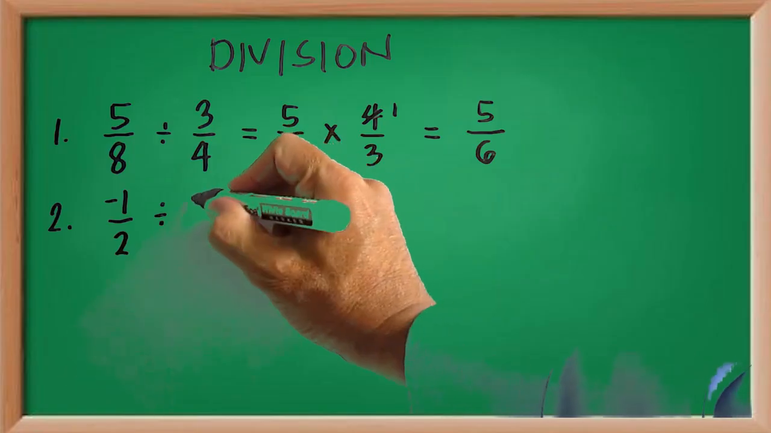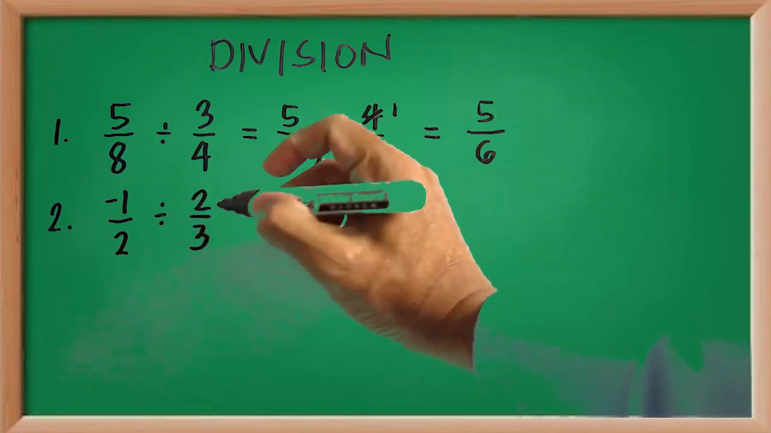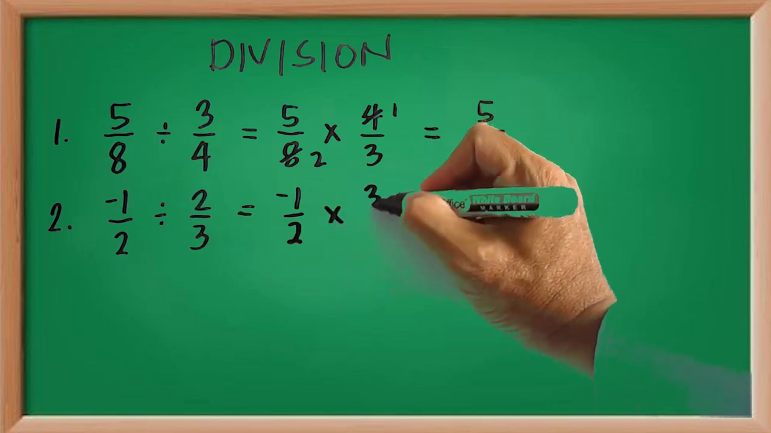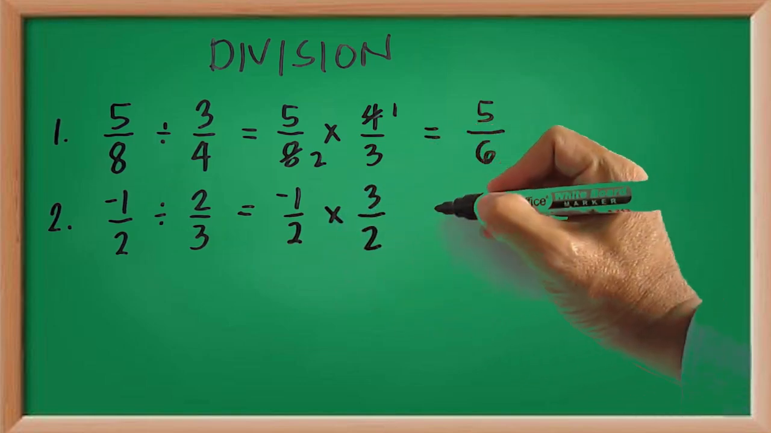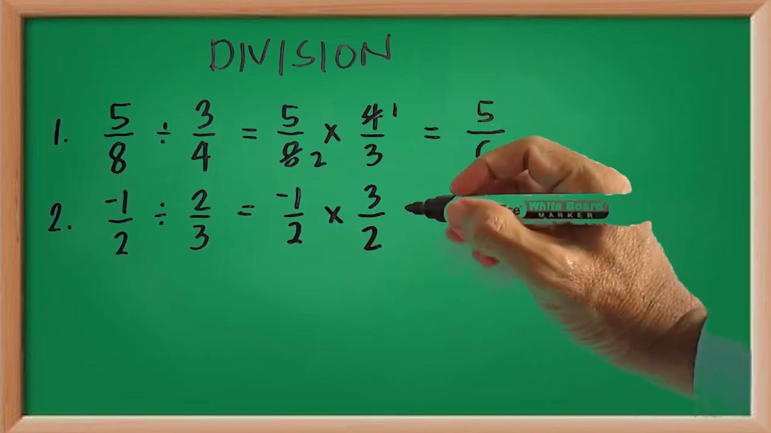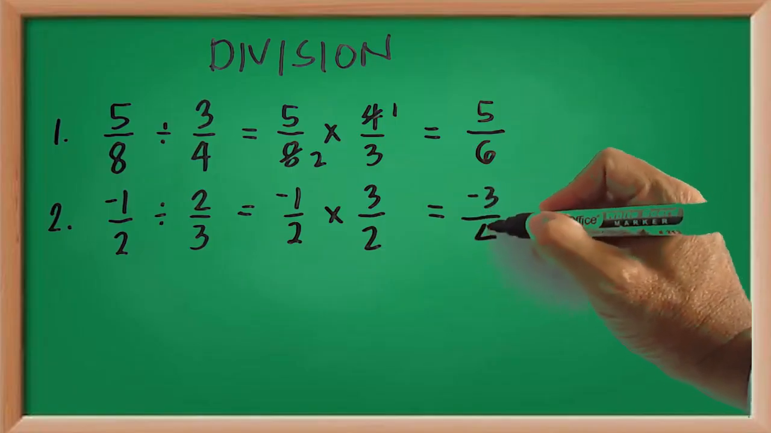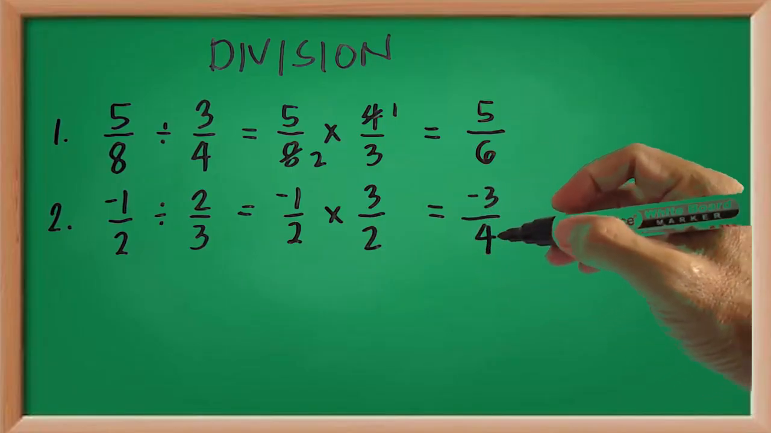Another example, negative 1/2 divided by 2/3. Copy negative 1/2 times the reciprocal of 2/3 is 3/2. This is equal to negative 1 times 3 is negative 3. All over 2 times 2 is 4.